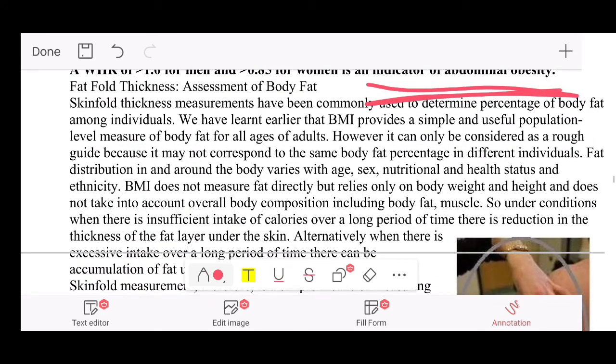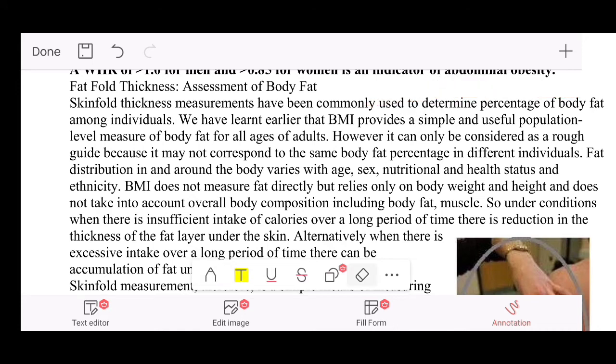Fat fold thickness assessment of the body, means skin fold thickness measurements have been commonly used to determine the percentage of body fat. Means if the skin is folded and it is thickened, then we can say that body fats have been stored in that position.